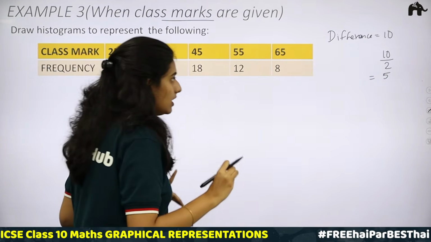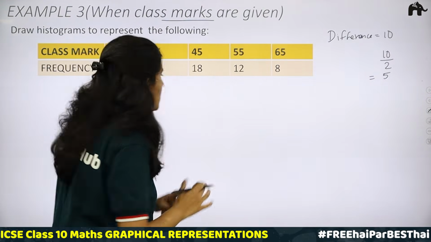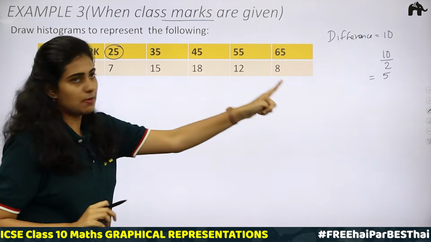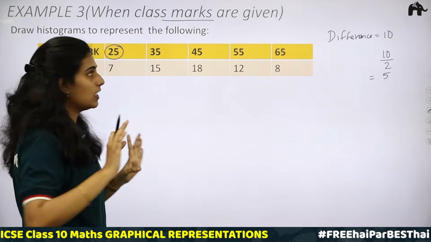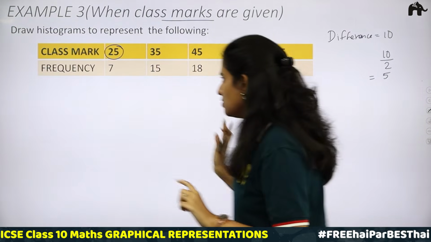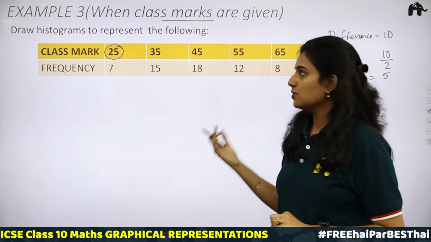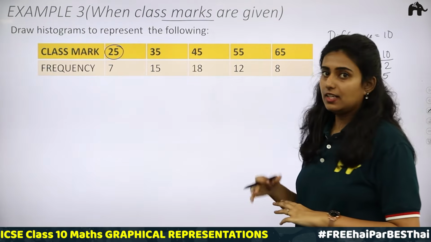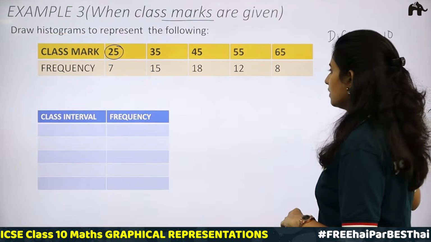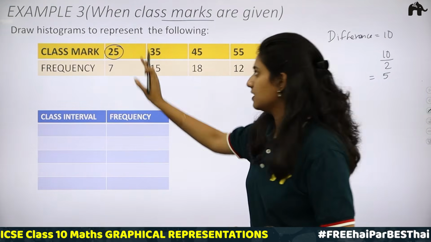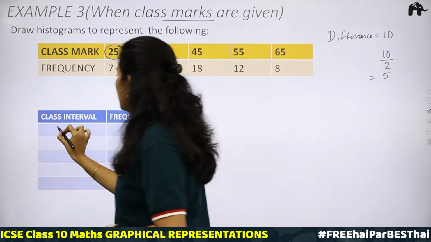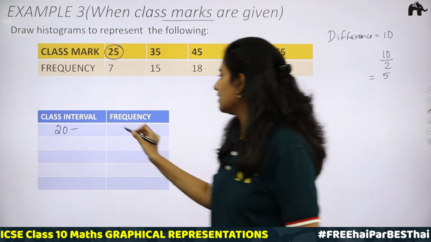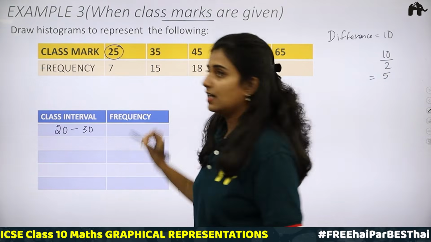Next step, in order to get the lower limit and upper limit, what you have to do is, from the class mark, to get the lower limit, you will have to subtract 5. To get the upper limit, you will have to add 5. Okay, we have 25. Subtracting 5 from 25, we get the lower limit, which is equal to 20. And adding, you will be getting 30, and that is the upper limit. Okay, so let's find the class interval and frequency. For the first class mark, 25, you will be having 25 minus 5, 20, and the upper limit 25 plus 5, that is 30.